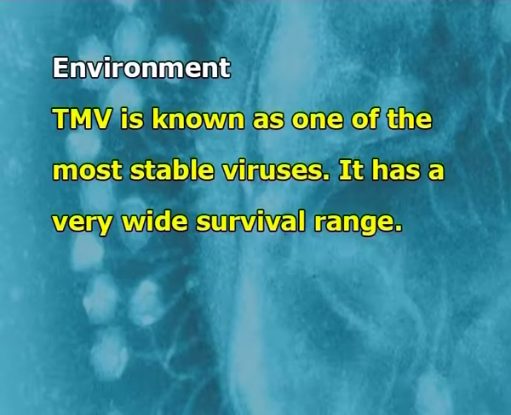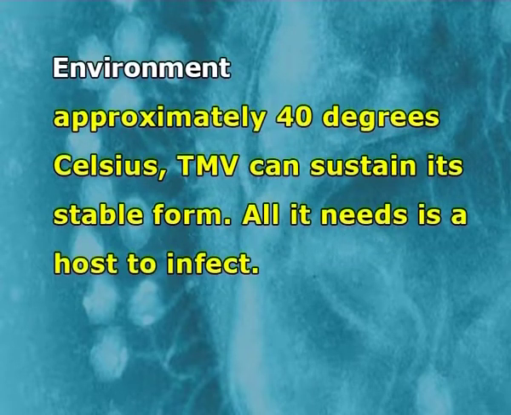The environment in which TMV thrives. TMV is known as one of the most stable viruses. It has a very wide survival range. As long as the surrounding temperature remains below approximately 40 degrees Celsius, TMV can sustain its stable form. All it needs is a host to infect. If necessary, greenhouses and botanical gardens would provide the most favorable conditions for TMV to spread due to the high population density of the possible hosts and the constant temperature throughout the year.